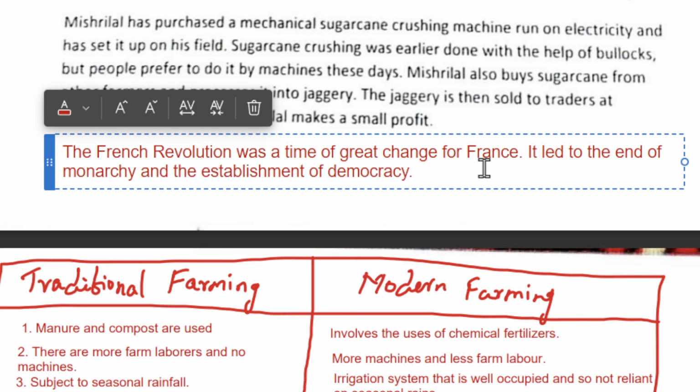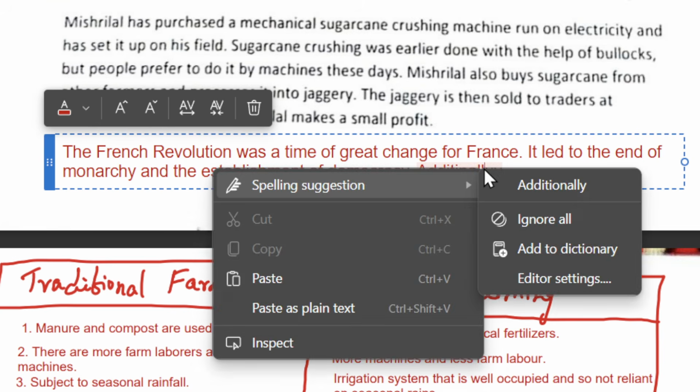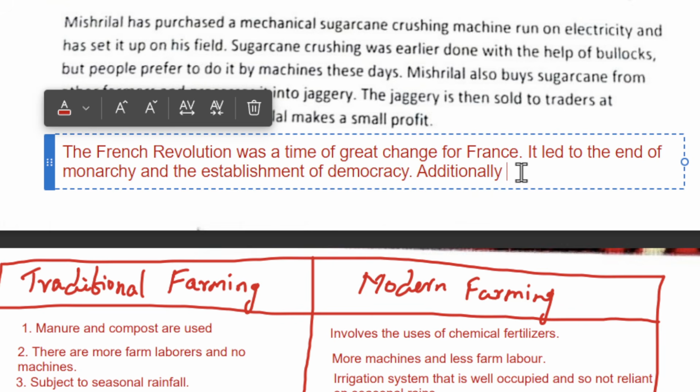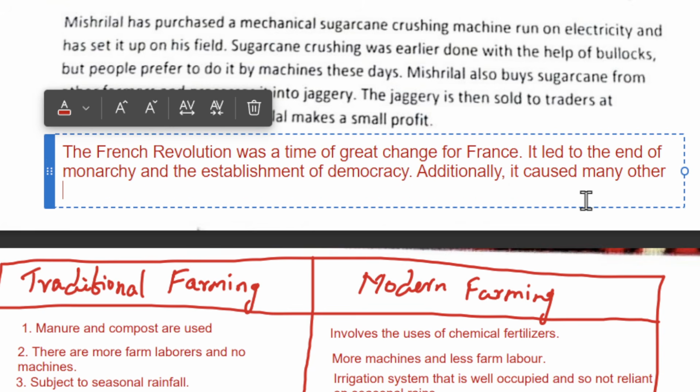Democracy, you can also add additionally, it caused many other countries to declare war on France. The French Revolution was a great time of change in France.